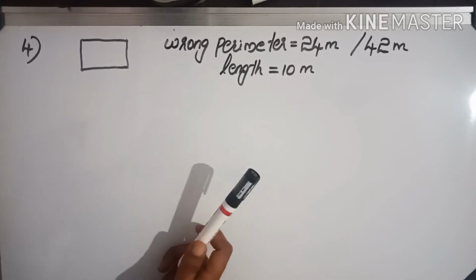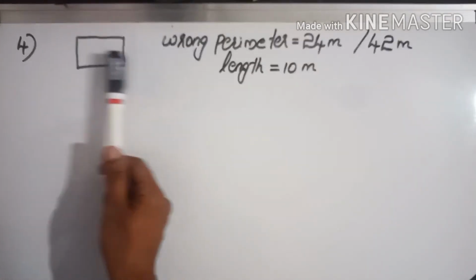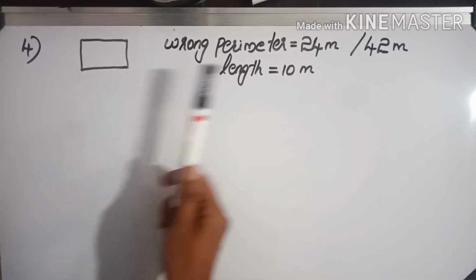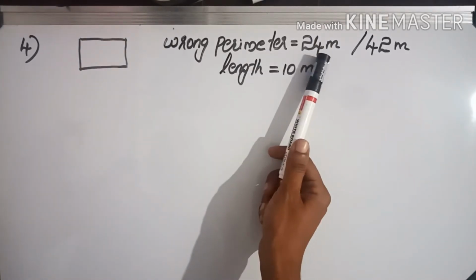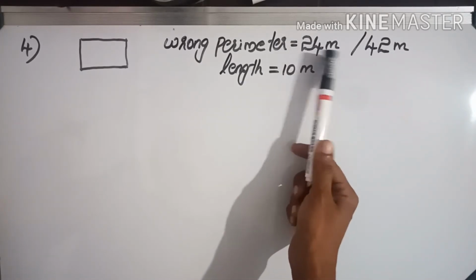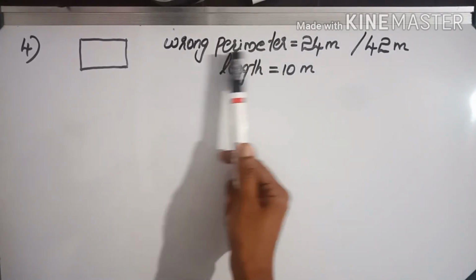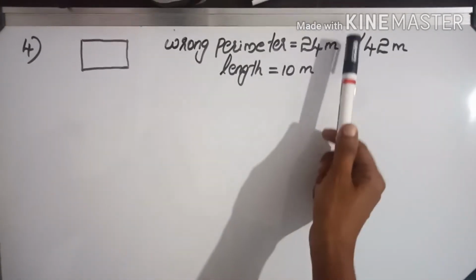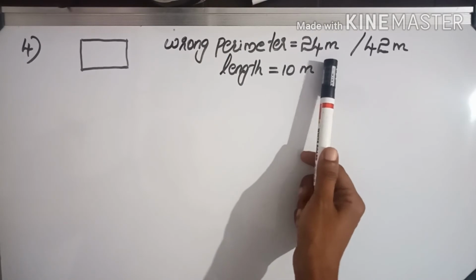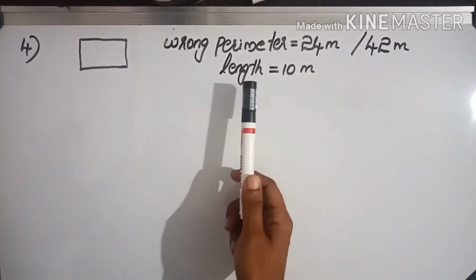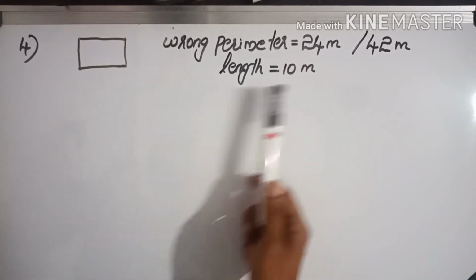In writing the equation to construct a rectangle, when they wrote the equations, the perimeter was wrongly written as 24. The actual perimeter was 42. They just swapped the digits. So they wrongly wrote that perimeter as 24 meters, and by using that perimeter of 24 meters, when they calculated, they got the length as 10 meters.